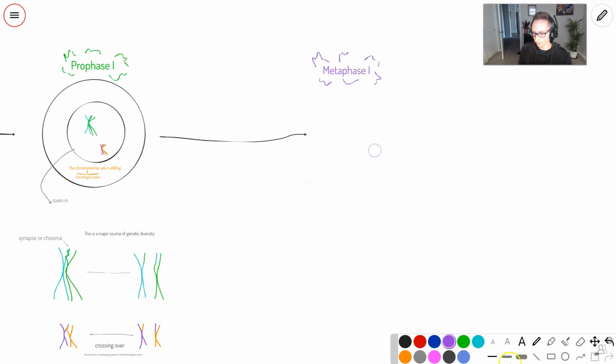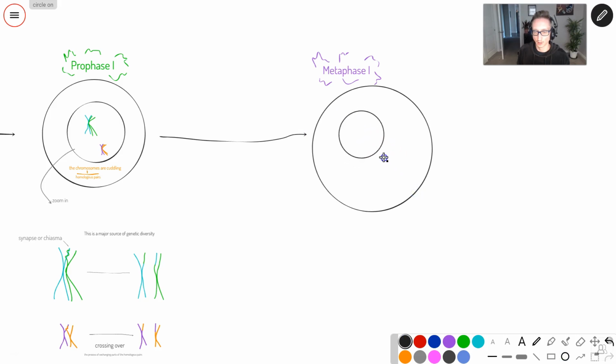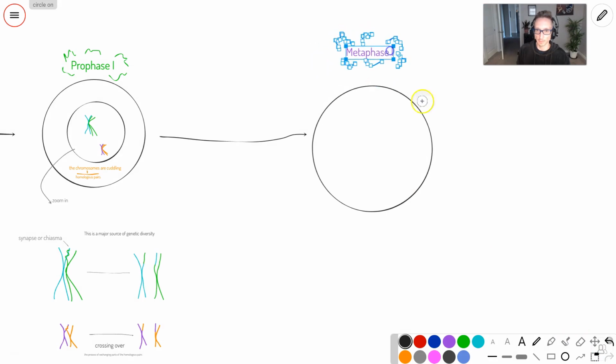Okay, we know what happens in metaphase. Oops, don't want that to be purple. Nope, there's no nucleus in metaphase. This is bothering me.